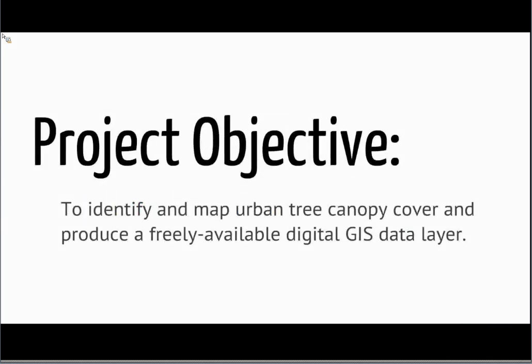So just kind of getting into it, the whole objective for our side of it, and we'll lead into where this is all going when we visit with Ian and Meredith a little later on. But our real objective at the Remote Sensing GIS Lab was to identify and map urban tree canopy cover so that we could produce a freely available digital GIS layer. So that would be a layer that would be available for download from USU or from the AGRC or anybody else who wanted to host that layer.